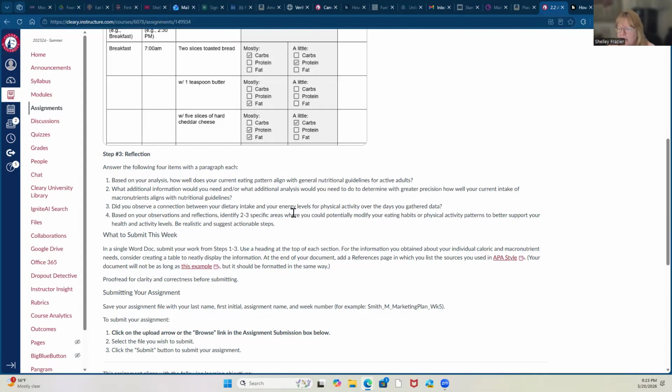Number four, based on your observations and reflections, identify 2 to 3 specific areas where you could potentially modify your eating habits or physical activity patterns to better support your health and activity levels. Be realistic and suggest actionable steps. For example, if it says that you should have 35% of your meals be proteins and you only have 20%, one observation is, well, during my journal I'm currently only eating about 20% protein. I probably should look to increase my protein levels. That would be a suggestion, and that's realistic.